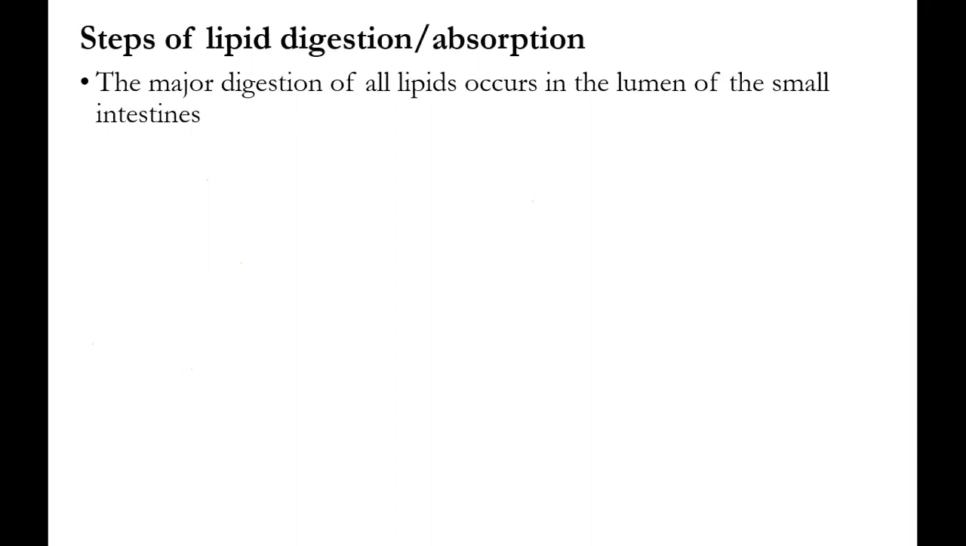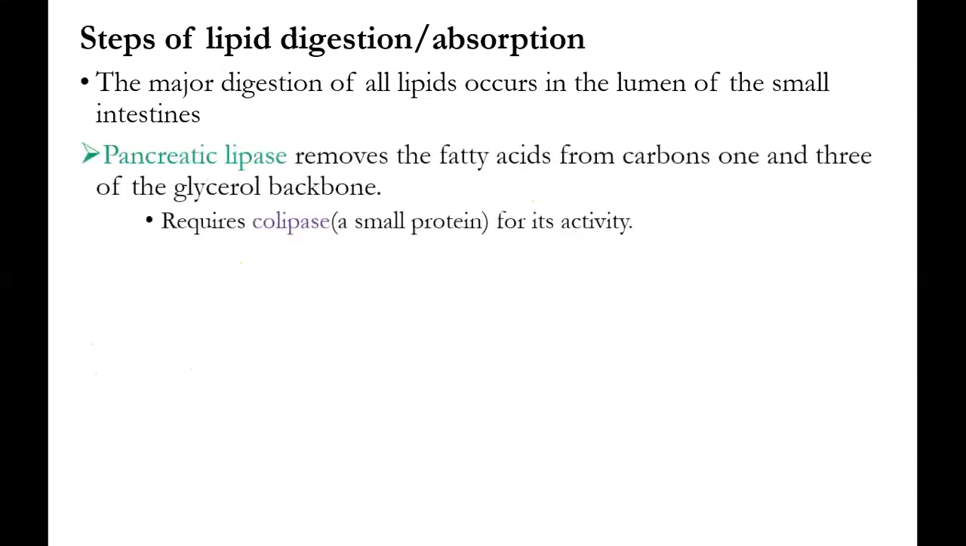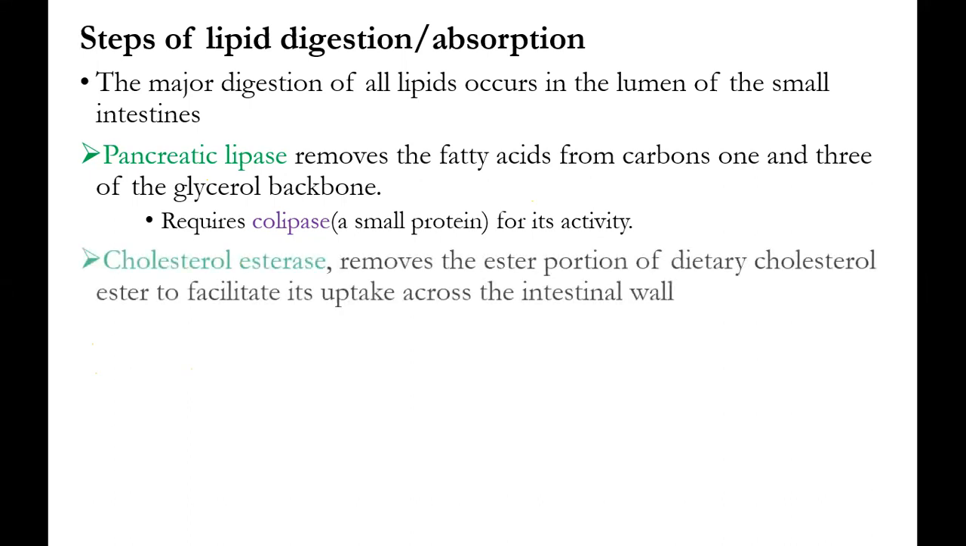So, the steps involved in fat digestion. The major digestion of all lipids occurs in the lumen of the small intestine. The pancreatic lipase will remove a fatty acid from carbon number 1 and carbon number 3, so it will be converted into two fatty acids and a monoglyceride. But this activity requires a co-lipase. So we have a coenzyme, a co-lipase, that will activate the pancreatic lipase. It is a small protein that will increase its activity. Then the cholesterol esterase will remove the ester portion of dietary cholesterol ester to facilitate its uptake.